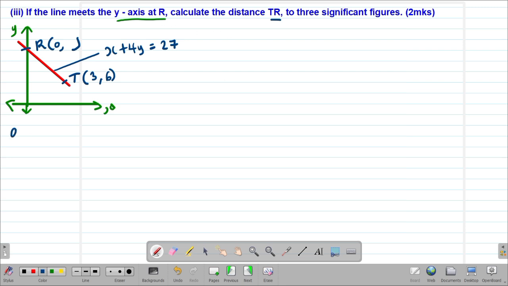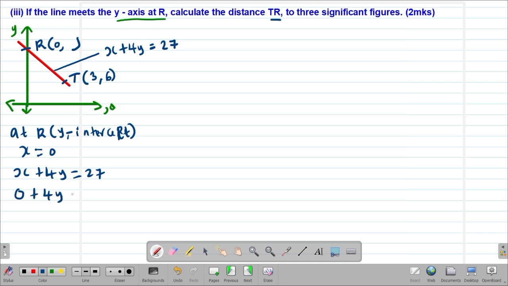Now, we know that at the point R, which is the y-intercept, the x coordinate must be equal to 0. Therefore, in the equation x plus 4y equals 27, if I substitute x being equal to 0, I end up with 0 plus 4y equal to 27. So this means that 4y is equal to 27.